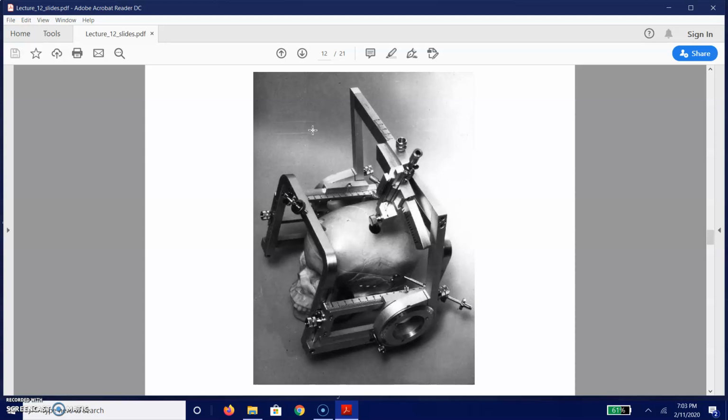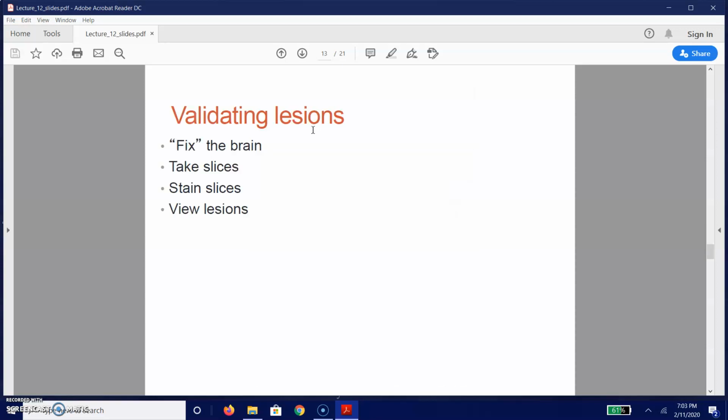We can also use these stereotaxic coordinates to place a stimulating device or an implant to record electrical activity. This is often done in animals when we want to record neural activity once they're awake and behaving, or this can be done in patients with epilepsy.